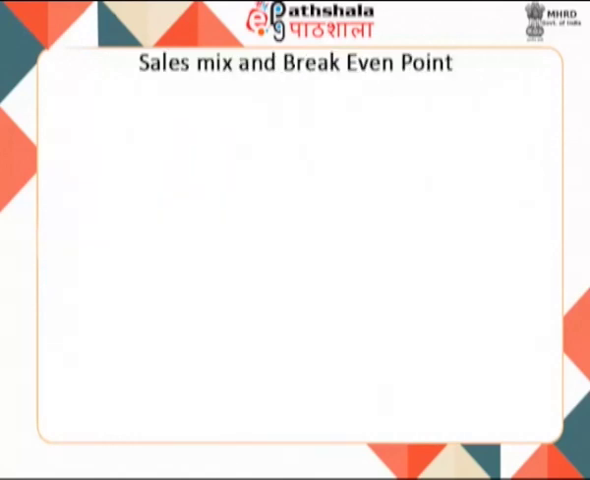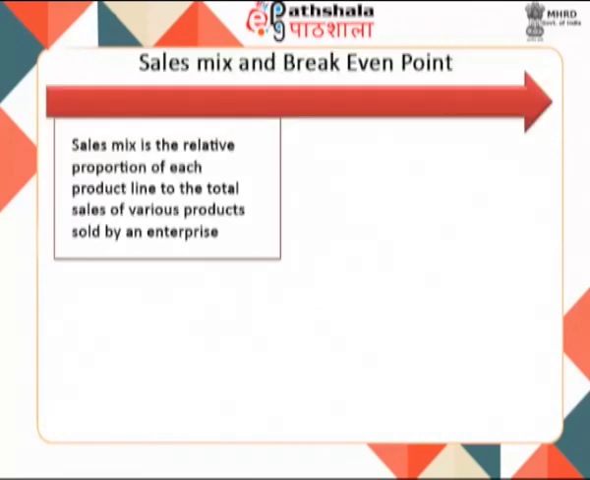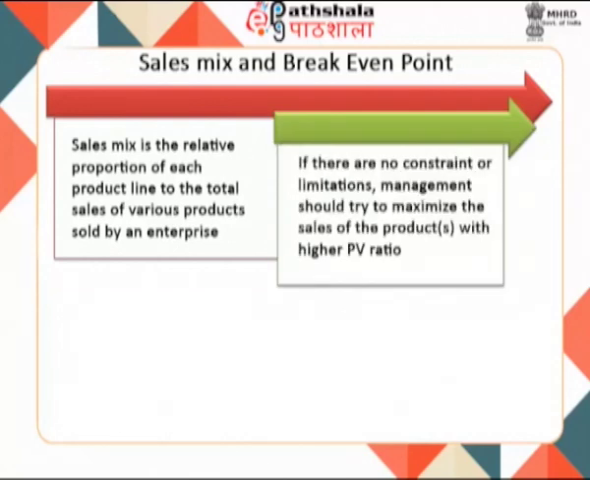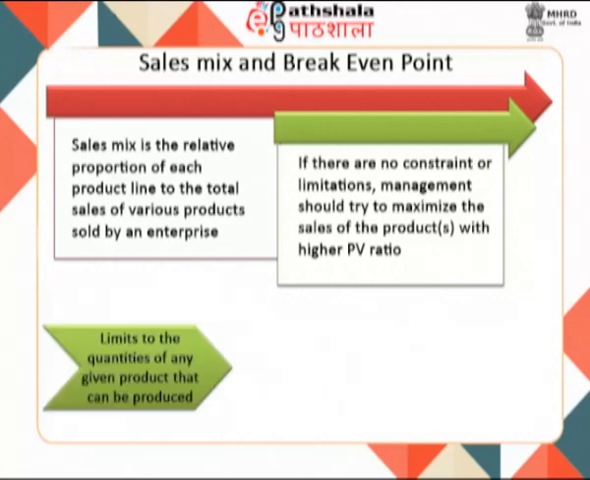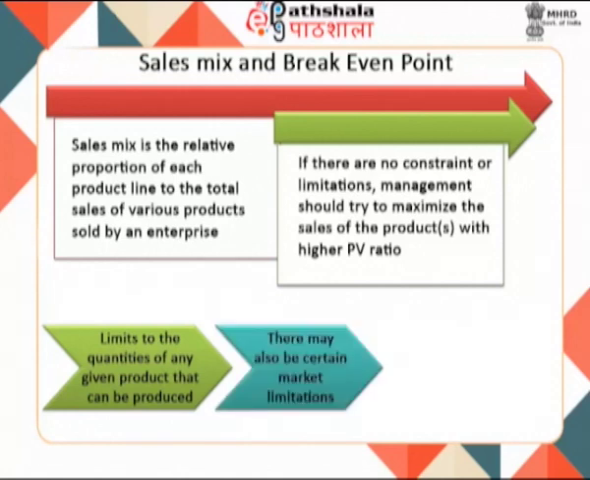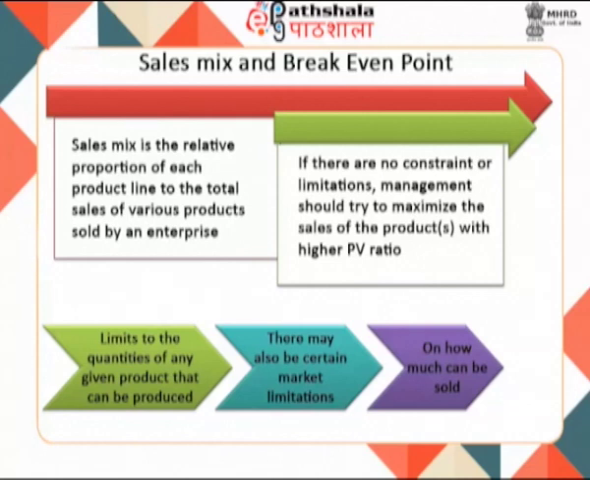Sales mix and break-even point. Sales mix is the relative proportion of each product line to the total sales of various products sold by an enterprise. If there are no constraints or limitations, management should try to maximize the sales of the product or products with higher PV ratio. However, a sales mix results because there are limits to the quantities of any given product that can be produced, and there may also be certain market limitations on how much can be sold.